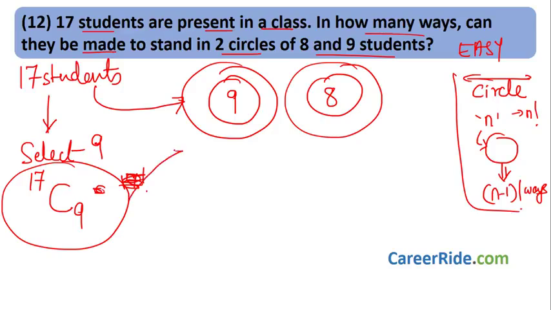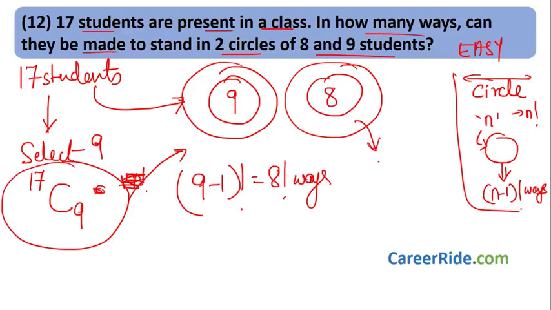Now these 9 students will be arranged in a circle. In how many ways? Very easy. N minus 1. So 9 minus 1 factorial would be 8 factorial ways. Correct? So these students would be arranged in 8 factorial ways, right? Now how many students are remaining? 17 minus 9 is 8. These 8 students will form a circle of 8, which they have given, the second circle. These 8 students would be arranged in how many ways in a circle? 8 minus 1 factorial ways. That would be 7 factorial ways.